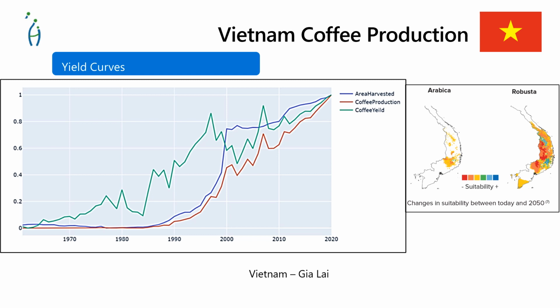The coffee yield curves for the region Gia from the 1960s to 2020: as you can see, the area harvested curve, the coffee production curve, and the coffee yield curve are all upward trending, with area harvested increasing, as coffee yield is also increasing over time. However, there are peaks and valleys with coffee yield, indicated in the green line, and area harvested as well as coffee production also have peaks and valleys.